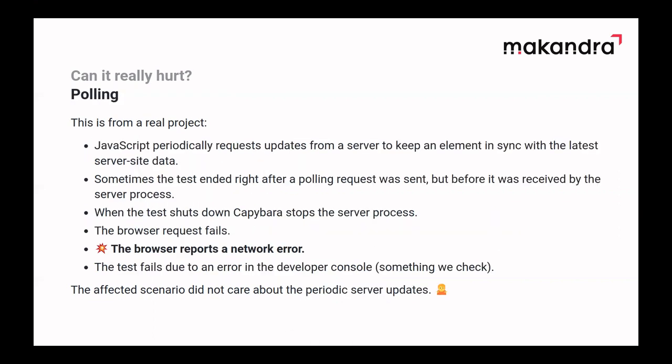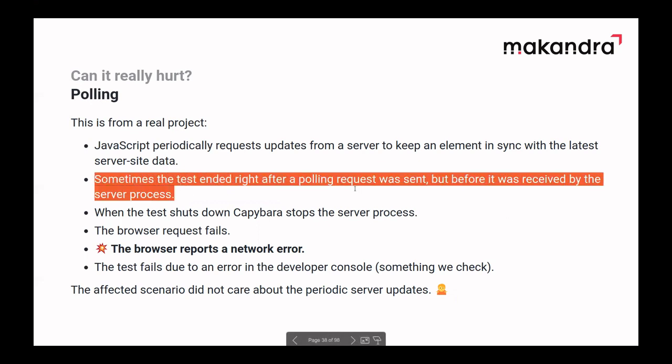Maybe one more example. So we had a polling implementation where some element was periodically reloaded from the server every 5 seconds or so to get it up to date with the latest server-side data. And so sometimes it happened that the test ended right after a polling request was sent, but just before it was received by the server process. And what Capybara does when the test suite terminates is it stops the server process that it booted earlier.